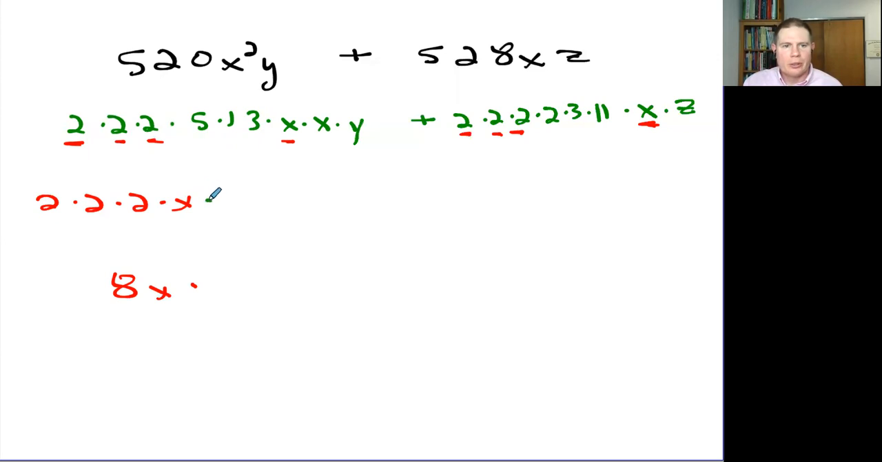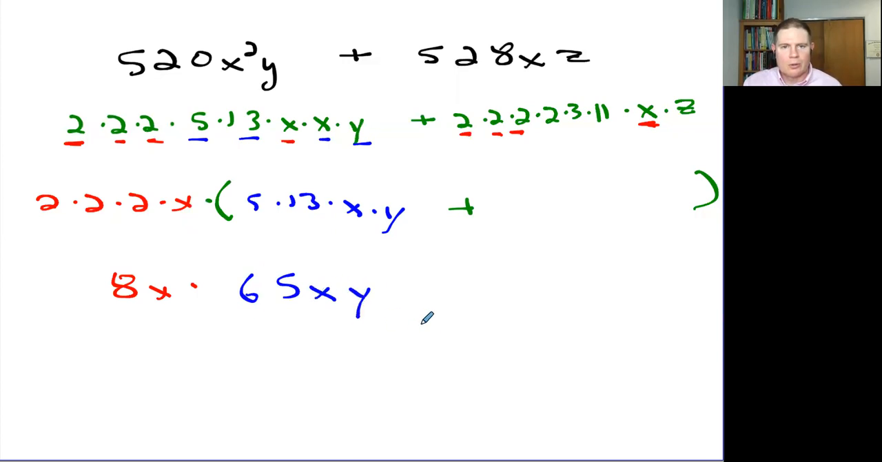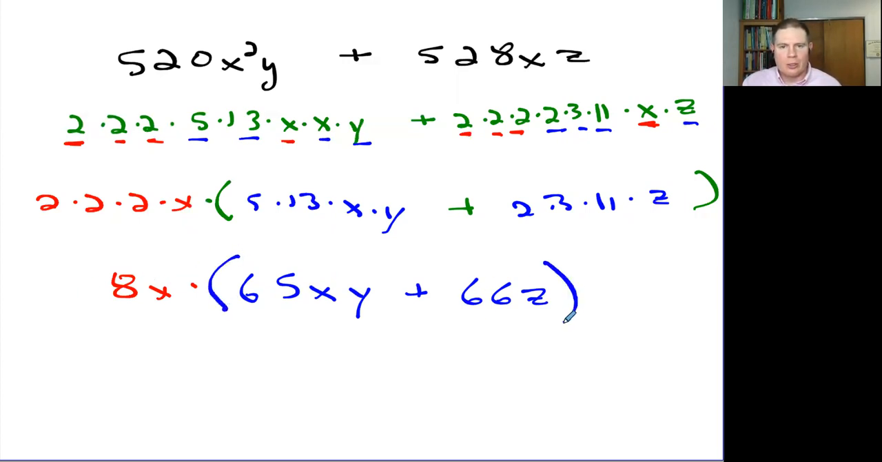And that's being multiplied by the leftovers. So what are my leftovers here? 5, 13, x, and y. Well, 5 and 13, I know that product, that's 65 times x times y. Over here, what are my leftovers? 2, 3, and 11, and also a z. Well, 2 times 3 is 6. 6 times 11, that's 66. 66 times z. No one told me the value of z for this problem, so I'm just leaving it as 66z.